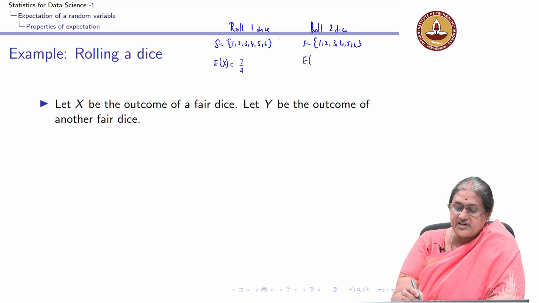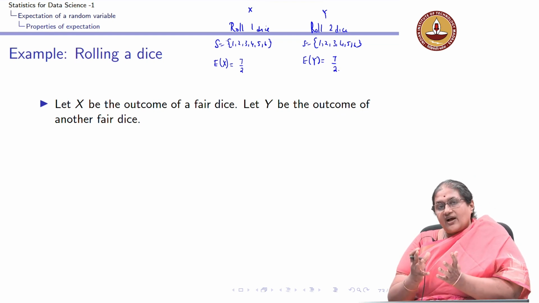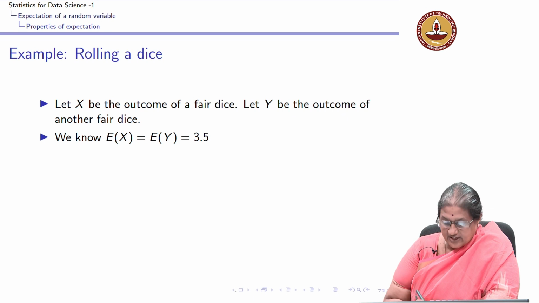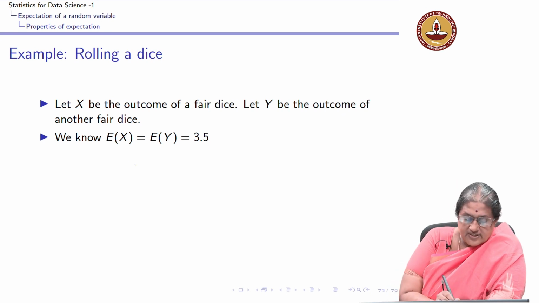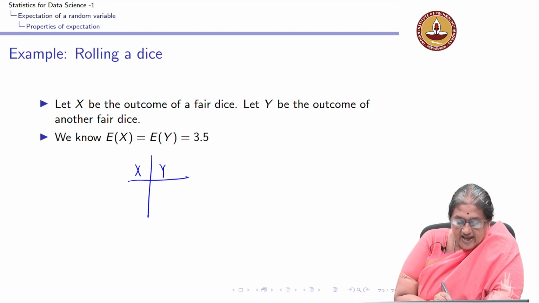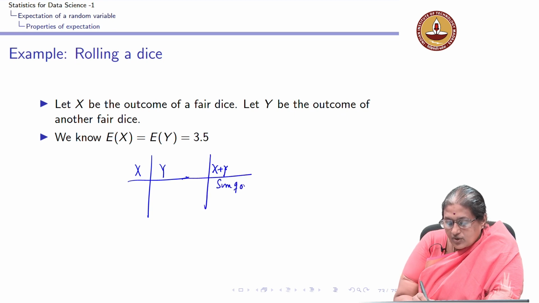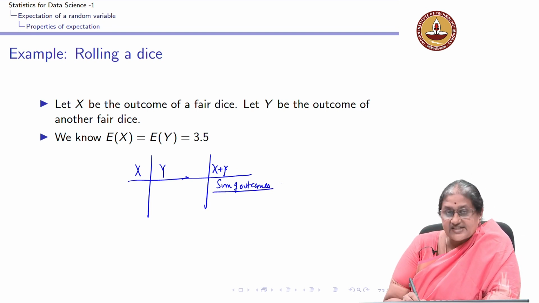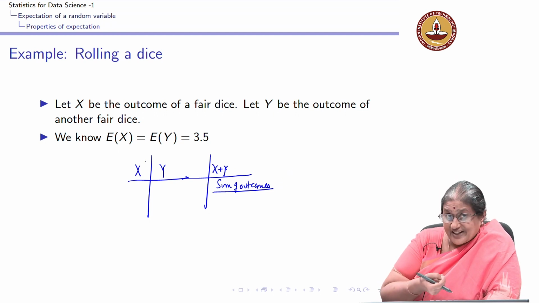Again, if Y is representing the outcome in rolling the second dice, I also know the expectation of Y is again 7 by 2. So, if X and Y are outcomes of rolling dice separately, the expectation of X is equal to the expectation of Y, which is equal to 7 by 2. Now, what is X? X is the outcome of the first dice, Y is the outcome of the second die. So, X plus Y would denote the sum of outcomes of both the dice, which is equivalent to rolling a die twice.